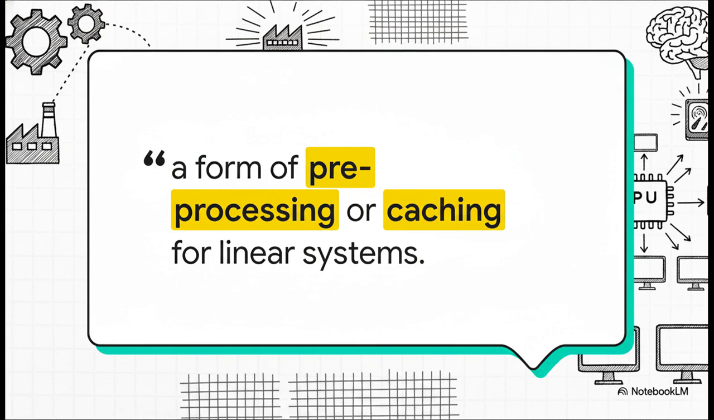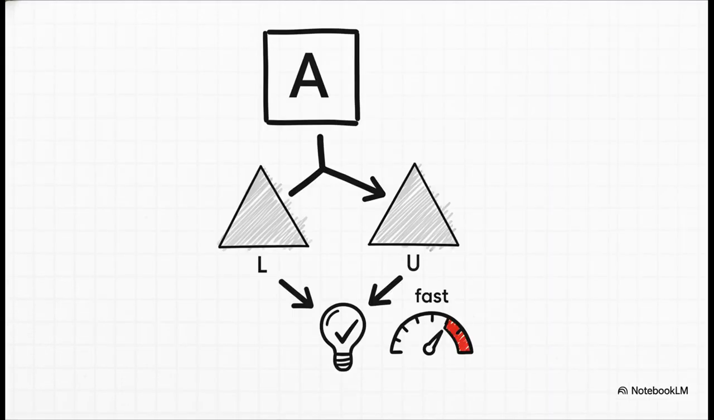Honestly, the best way to understand it is with an engineering analogy. It's basically a form of pre-processing or caching. You do all the expensive, heavy lifting computation once, right up front. And after that, solving for any new output becomes incredibly fast. So the strategy is to split the hard work from the easy work. We take our original matrix A and we decompose it into two simpler matrices, L and U.